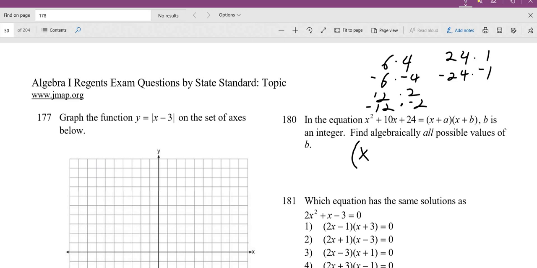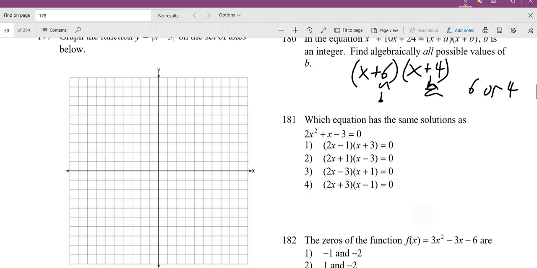The more you do of these, the quicker you'll be able to see it right away without having to go through each choice, right? If you go through each choice, you'll see the one that adds up to 10 is 6 and 4. So this is going to factor to x plus 6 and x plus 4. So what could B be? Well, it could go either way. This could be A and this B, or this B and this A. So the answers would be 6 or 4.